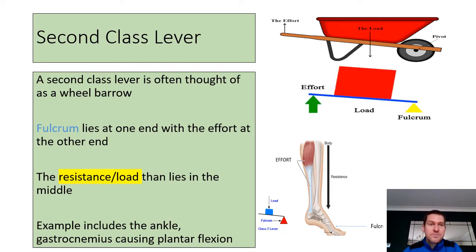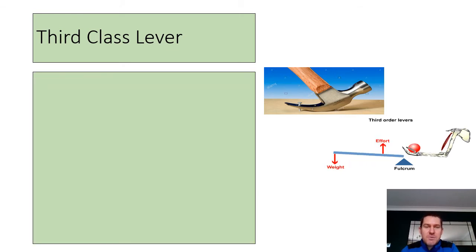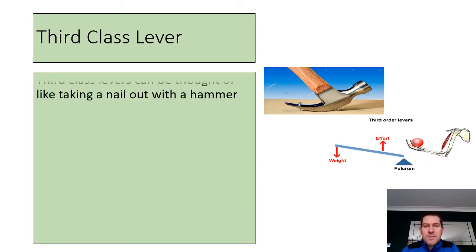which would be the gastrocnemius. And then finally, if we look at the third-class lever, this is the most common class of lever found within the body.